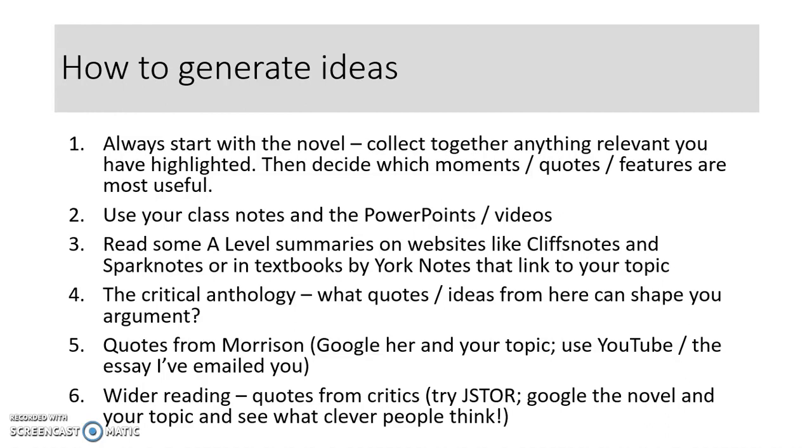So the way that I always start planning an essay is by looking back through the novel and literally writing out anything that I've highlighted that seems to be on the topic that I want to focus on. So if I know that I vaguely want to be in the area of motherhood or nature, I would literally write down every quote or every part or every page number or maybe every character that links to that theme, and I would collect them all together.